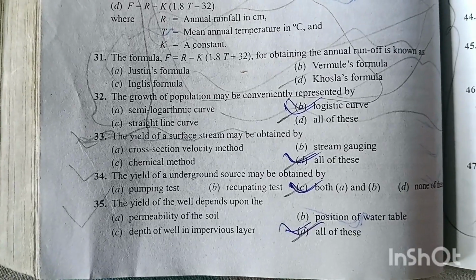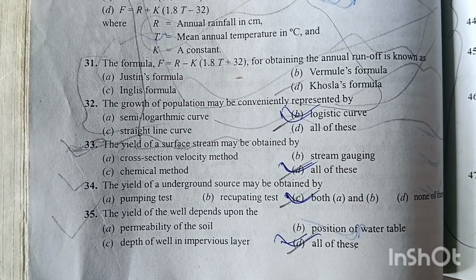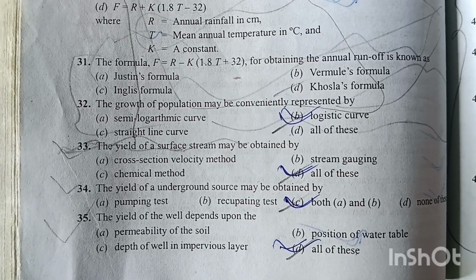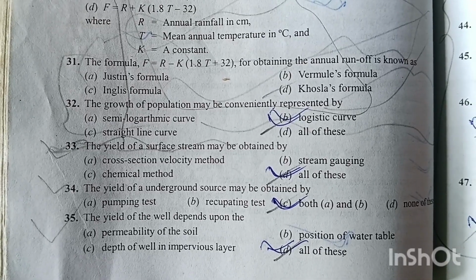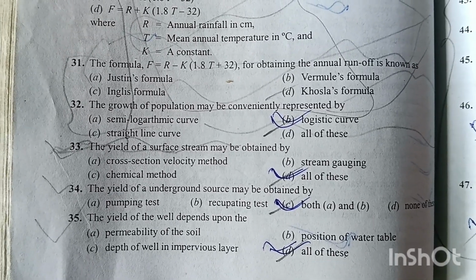Question number 35. The yield of the well depends upon the option number A permeability of the soil, right. Option B position of the water table, right. Option C depth of the well in impervious layer. So option number D is the right answer, all of these. Water table, the level below which the groundwater is saturated with water is known as water table.